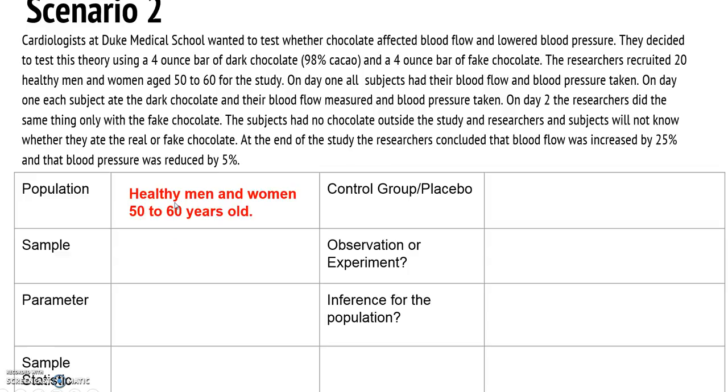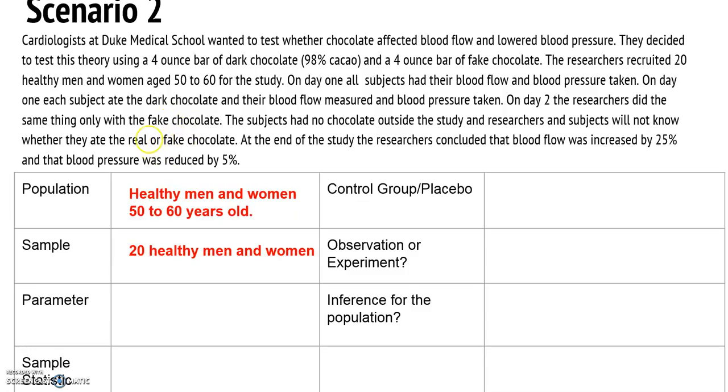It is specifically healthy men and women aged 50 to 60. Well, how did I decide that? Because the sample that was chosen was only healthy men and women aged 50 to 60. I cannot use this study to look at a population of unhealthy men and women because they were not included in the study. What was the sample? It was 20 healthy men and women.